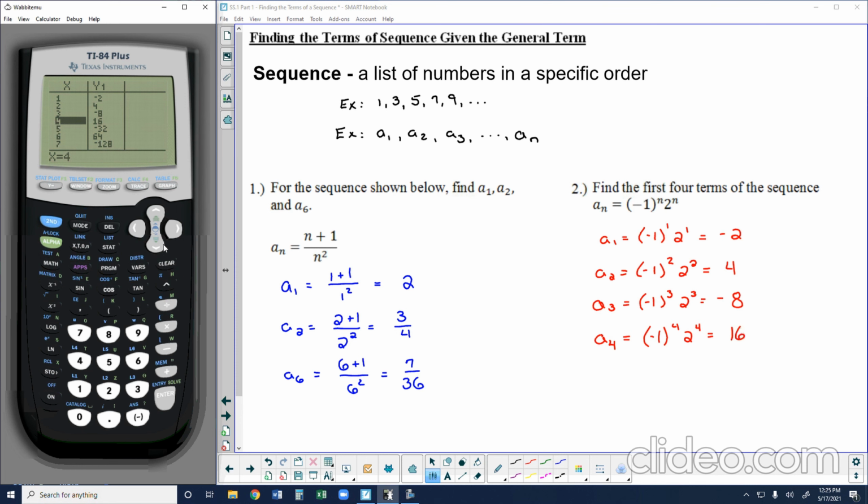So finding terms of a sequence, which again is a list of numbers in a specific order, can be done through some simple substitution. And this is a great place to stop.